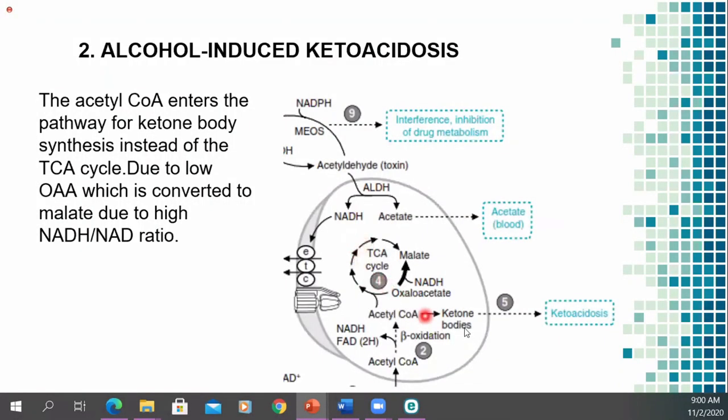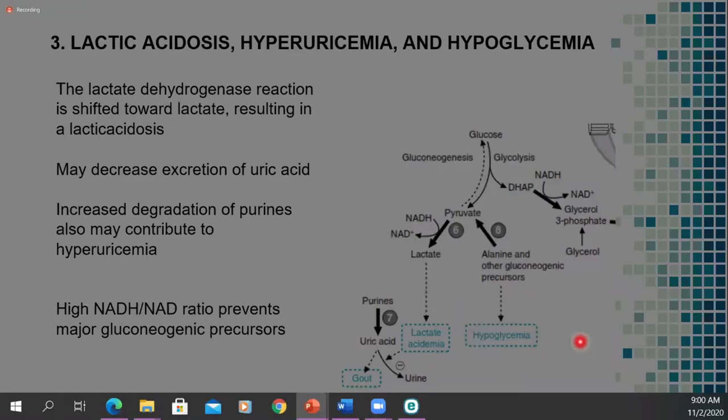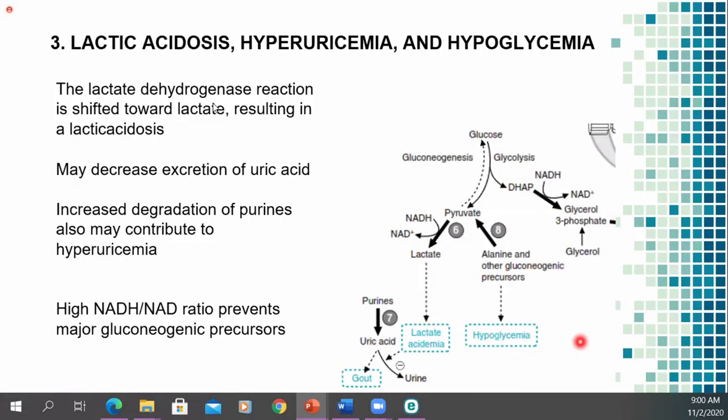And it will be like the following. This is how we generate ketones or ketone bodies, because we have acetyl-CoA production due to alcohol oxidation or alcohol reduction, in fact, in certain cases, and oxidation in other cases. Lactic acidosis: how are we going to get lactic acidosis, hyperuricemia, or hypoglycemia? This is what's going to happen. If you have a high concentration of NADH due to alcohol consumption, these molecules will push the reaction toward glycerol phosphate formation and then the fat.